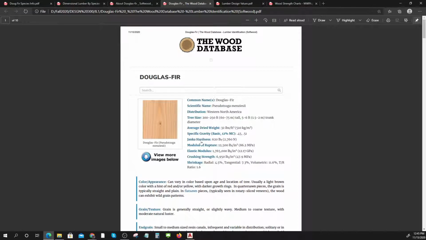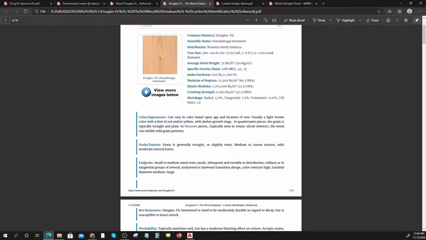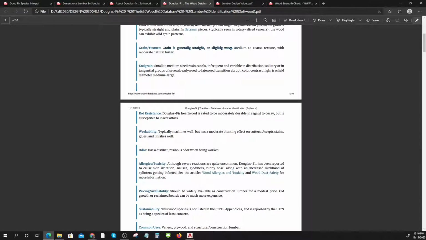This has some interesting information. Remember that it talked about the mechanical properties? Well, here they are. I don't know if you know what those mean, but there's some of them. The tree size, where you find it. Color, this one's got a lot. The type of grain, end grain, rot resistance. There's a good thing to know about. Ooh, it is susceptible to insect attack. Moderately durable in regards to decay.